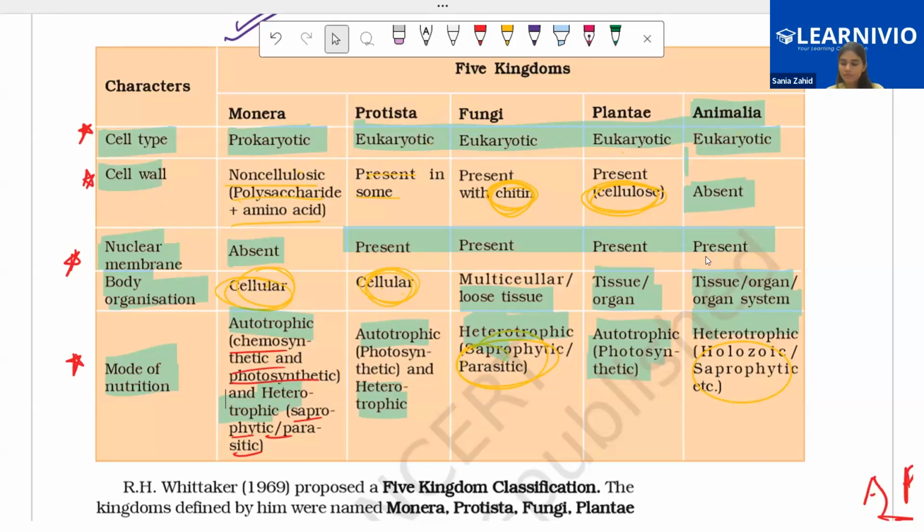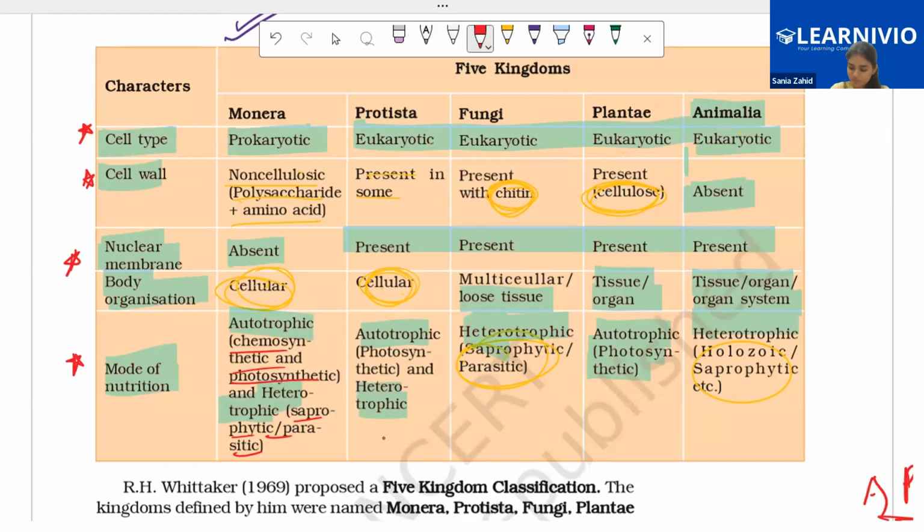Protista cell wall is present in only some. Okay. And what about fungi? Fungi, it's present and it is made up of chitin. And plants? In plants, it's present in the form of cellulose. It is present and it is made up of cellulose. And animals, it's absent. Good. What about the nuclear membrane?